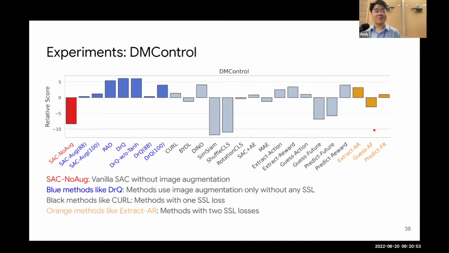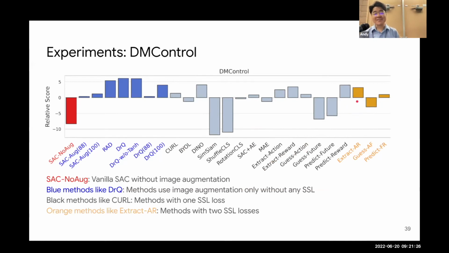And here's the result on DeepMind Control Suite. Red one is the base vanilla baseline without any augmentation. All the other methods, whether they are using self-supervised loss or not, use image augmentation. So blue are without any self-supervision. They are just image augmentation only. These black methods are with self-supervised loss, and orange is with multiple self-supervised losses, actually just two.